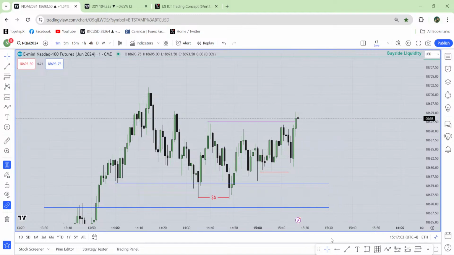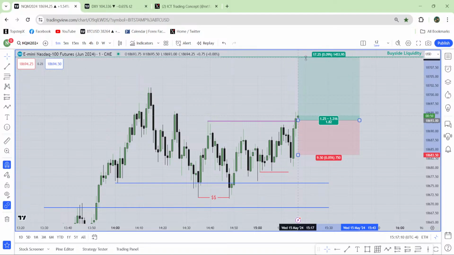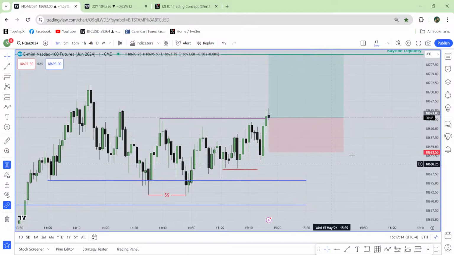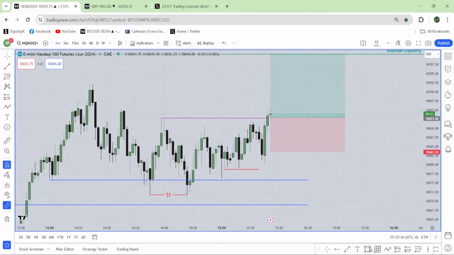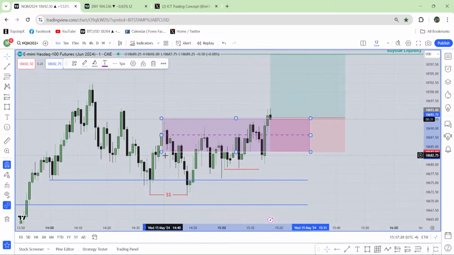Okay, now it closed above the breaker block, so I would love to catch the breaker block entry. Again, this is not an invitation to take the entry, because it can be a losing trade. I don't want you to take the losing trade at the end of the day, because most of the trade has been done already. Oh, sorry, not that one.